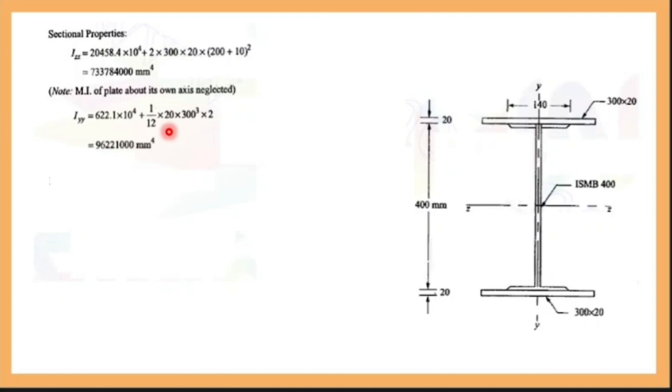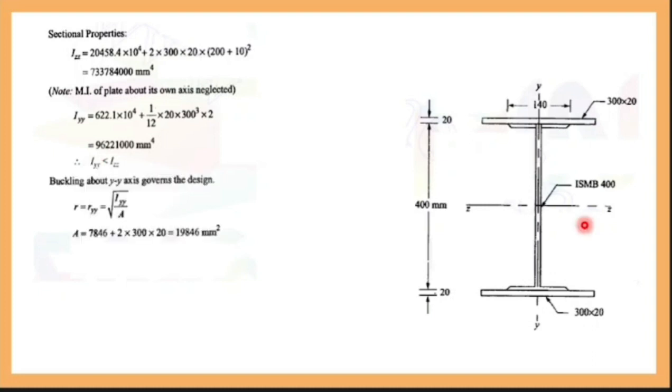Now which is your least moment of inertia? Iyy is the least. How do we find the radius of gyration? R equal to root of I by A. What is your least moment of inertia? Iyy. Now you substitute Iyy divided by area. Your total area is 19,846 millimeter square. Now divide 96 into 10 power 6 by 19,846. You root this and you will get Ry. Your Ry will be 69.63.